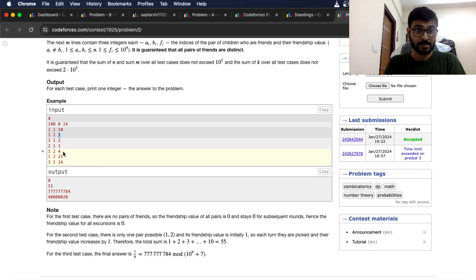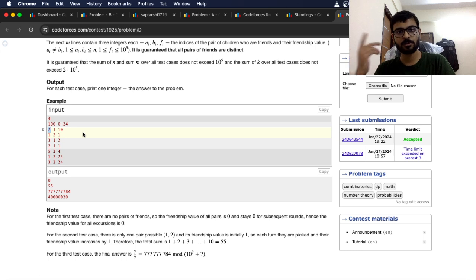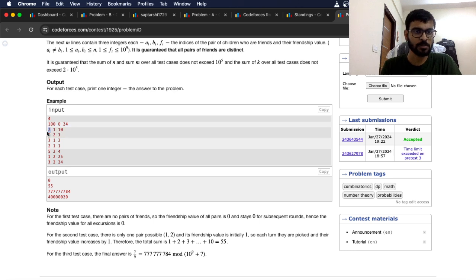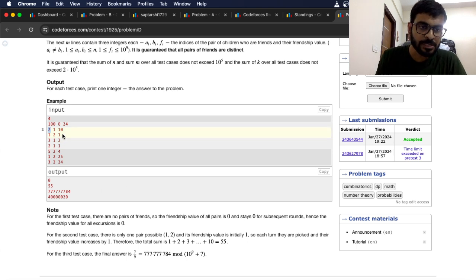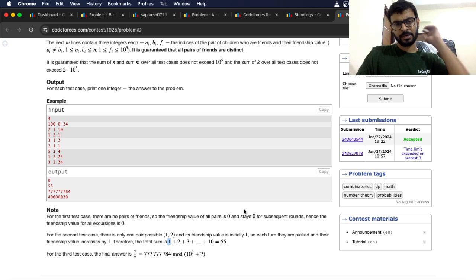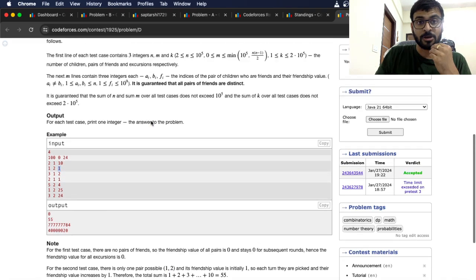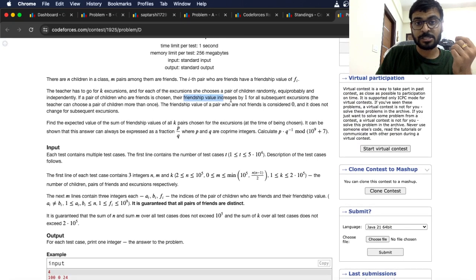Now this is one pair and there are two people only. So two people means there will always be only one possible pair, whether friends or not. There is only one pair possible when there are two total people, which means that every excursion they will be chosen. The first time they are chosen, their friendship value 1 comes into the calculation. Here understanding the question was a bit tricky. So their friendship value is 1. Next time when they are chosen, their friendship value has increased to 2. Why? Because their friendship value increases by 1 for all subsequent excursions whenever they are chosen.